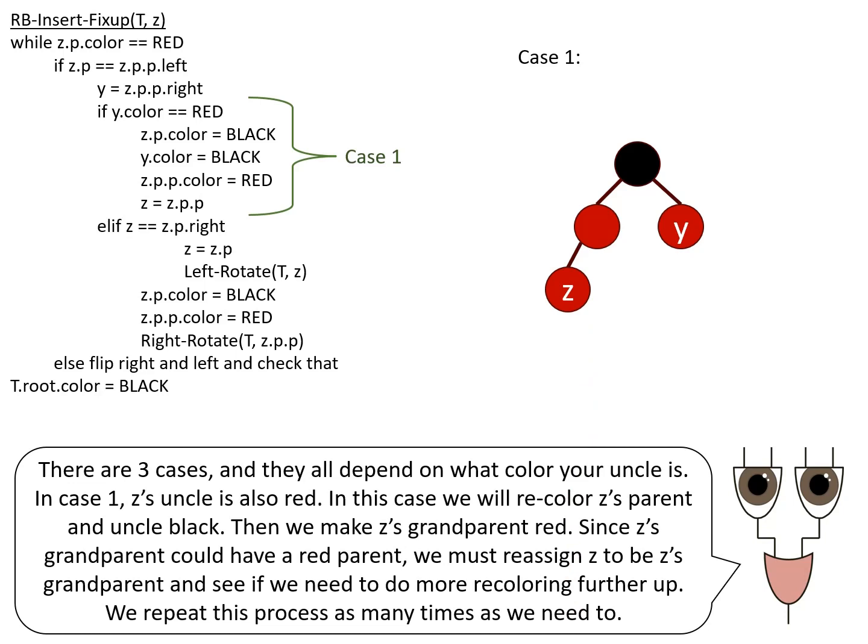In case 1, Z's uncle is also red. In this case, we will recolor Z's parent and uncle black. Then we make Z's grandparent red. Since Z's grandparent could have a red parent, we must assign Z to be Z's grandparent and see if we need to do more recoloring further up the tree. We repeat this process as many times as we need to.